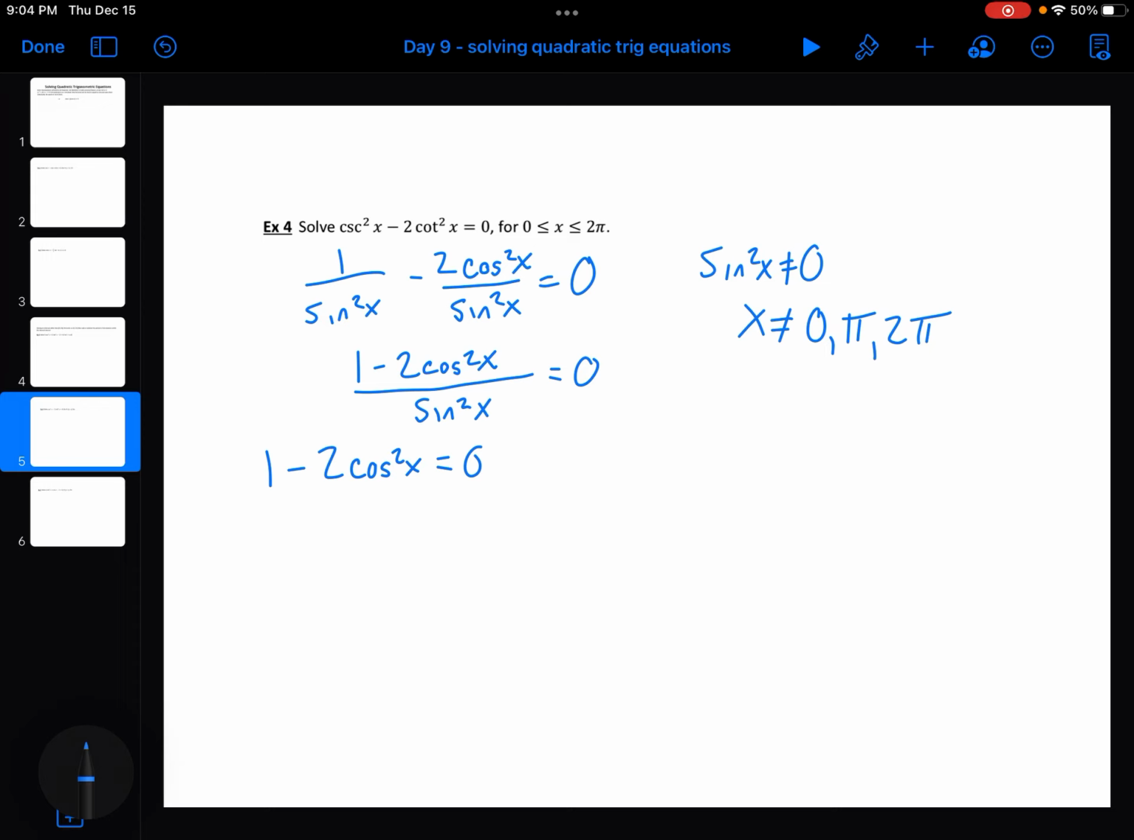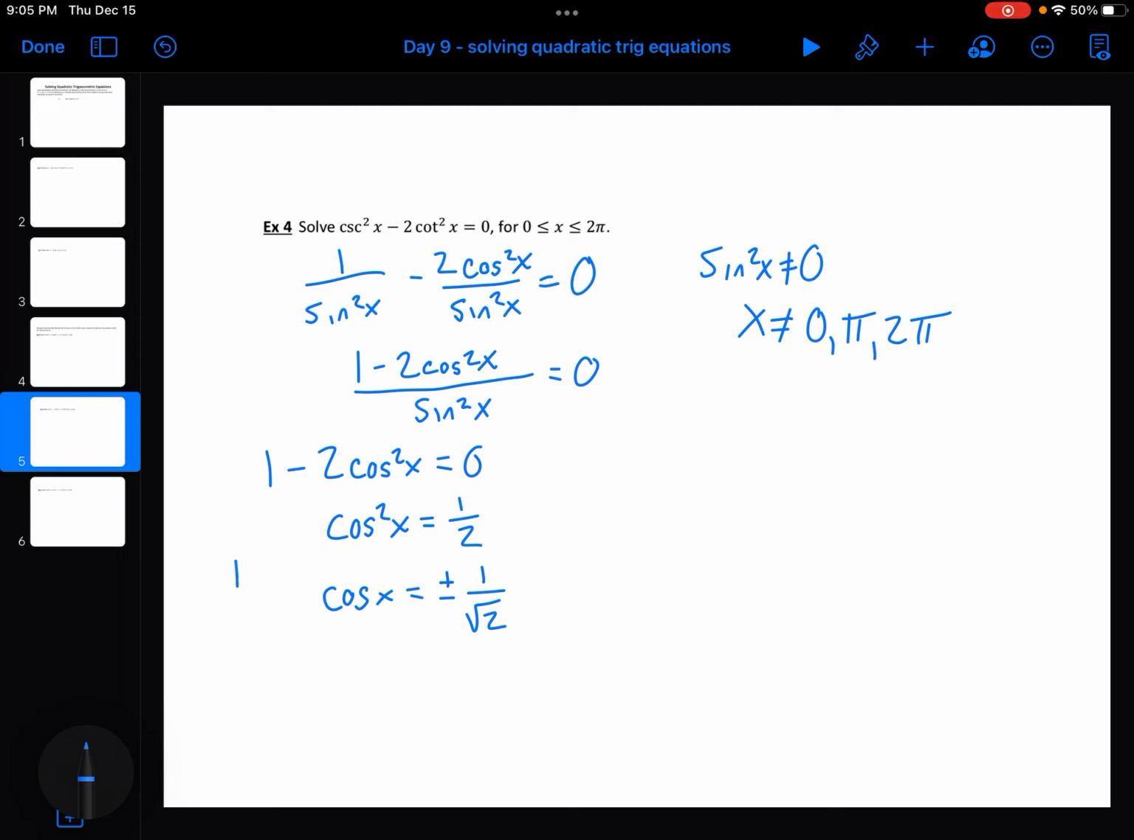Now what that's going to be is cos squared x equals 1/2. I'm going to make then 1 over to the other side, which makes it negative, divided by -2, and I get a half. So what this is going to be would be cos x is equal to plus or minus 1 over root 2. That's taking the square root of both sides.